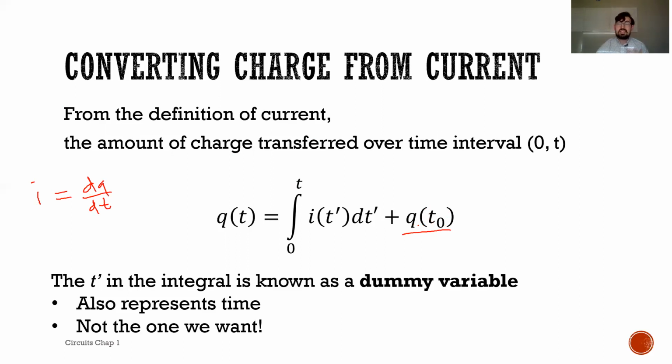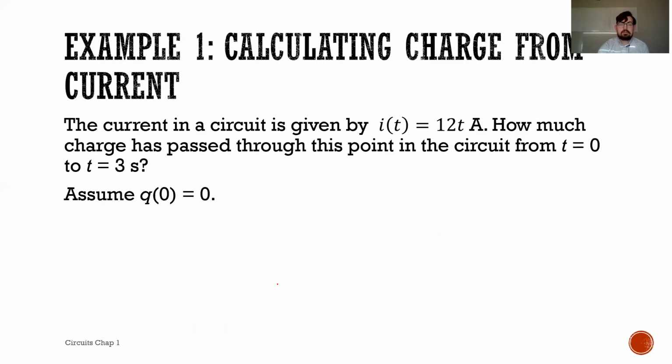Now, sometimes to make things easier on ourselves, instead of having t show up here and also t show up here, we're going to use t prime as a dummy variable. It's basically representing time. It's not the one that we want. It just helps us keep those two things apart. I find this notation is a little bit helpful for me to make sure that I understand what's going on in this equation. All right, and we'll stop there and we'll pick this example up in the next video.